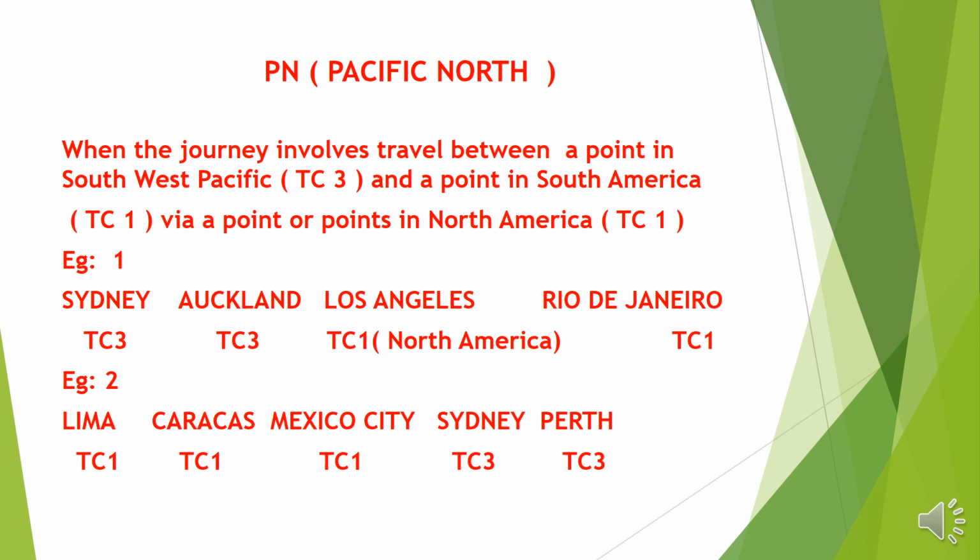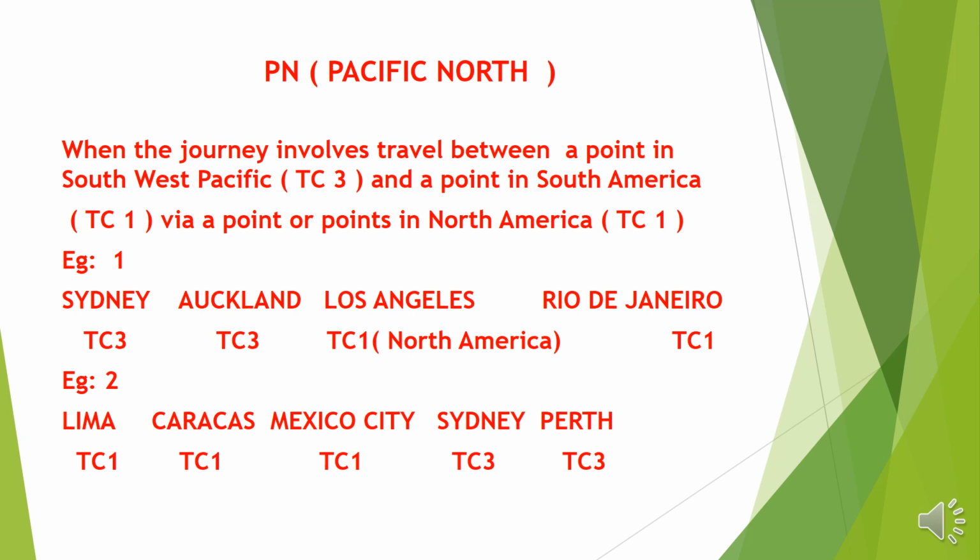And South Atlantic differs from South America, as I've explained earlier. When you say South Atlantic, it only comprises 5 countries in South America. But when you say South America, it will also include all the northern part of the South American continent, like Venezuela and Colombia and those countries. So here travel should be between TC3, which is Southwest Pacific, and South America, and the passenger should be traveling via a point in North America.